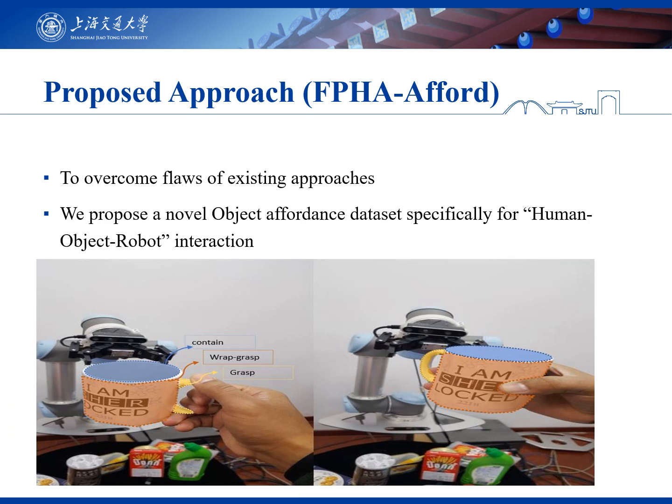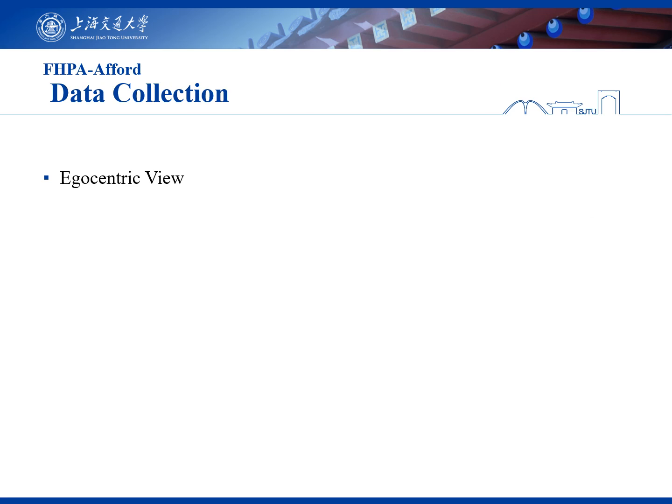In order to overcome the flaws of existing approaches and deal with the challenges of human-object robot interaction, we propose a novel object affordance dataset, more specifically for human-object robot interactions. For data collection, we adopted the egocentric view to make sure the video frames are considered as the view of the agent camera. Instead of building a dataset from scratch, which is a laborious and time-consuming task, we decided to use data from an existing dataset and annotate it according to our requirements.